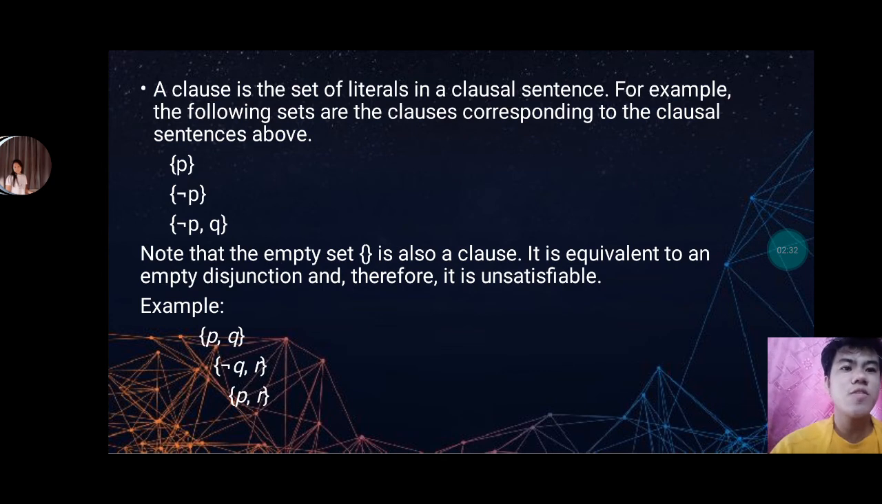So a clause is the set of literals in a clausal sentence. For example, the following sets are the clauses corresponding to the clausal sentences. So P is a clausal sentence. Then P or Q is also a clausal sentence. Note that this is very important: the empty set is also a clause. It is equivalent to an empty disjunction and therefore it is unsatisfiable. So if there is an empty set, we need to find the respective value for that empty set.